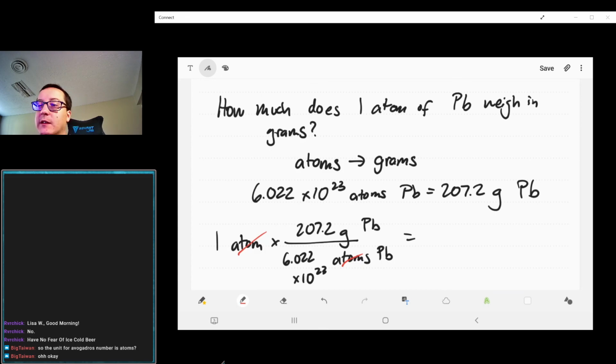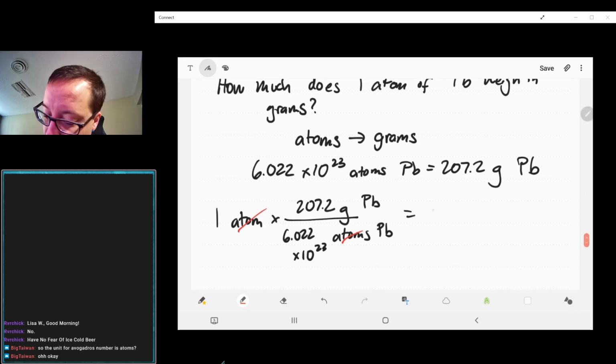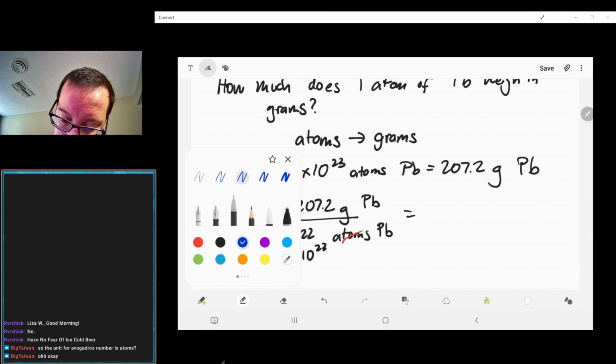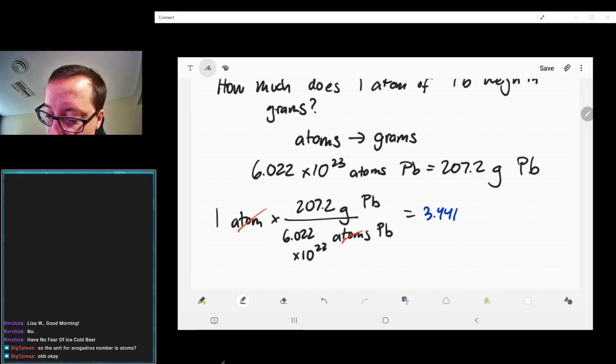So doing that, let's go ahead. 1 divided by 6.022 times 10 to the 23rd times 207.2. And so, doing that, we get 3.44 times 10 to the negative 22 grams. So the atom is super duper small, right?